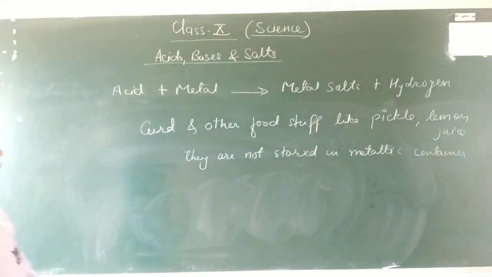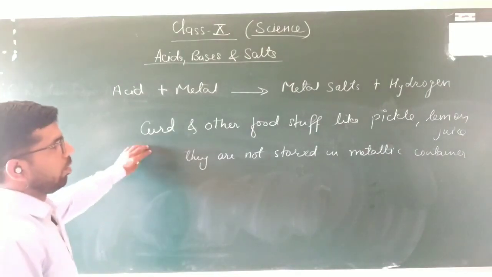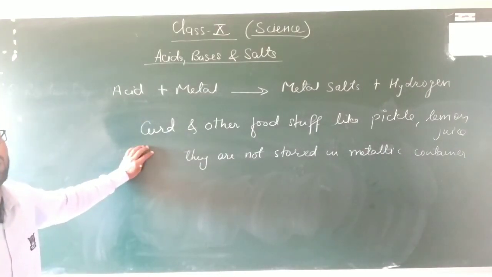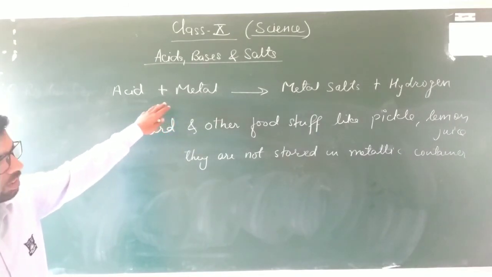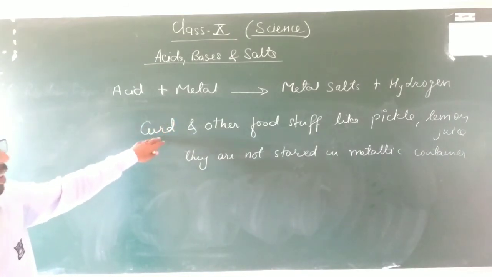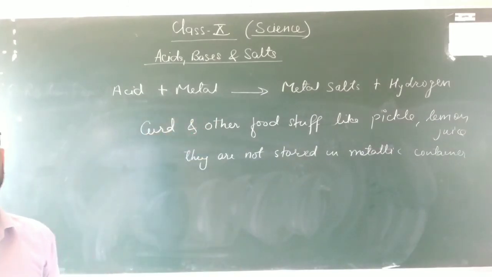So if a question comes, why are curd and other foodstuffs not stored in metallic containers? The reason is there may be a reaction between acid and metals, because they contain acid, and it may form a poisonous substance.